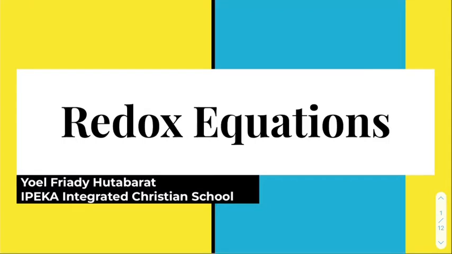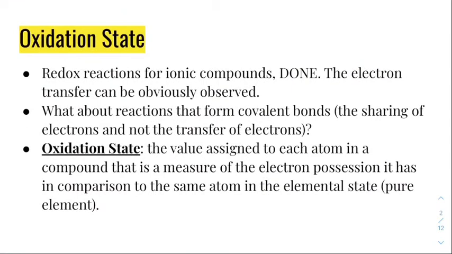So today we're going to study the next topic of redox equations. Previously we discussed electron transfer in ionic reactions. In that case, determining the reduction process and oxidation process can be easy. But what about reactions that involve covalent bonds, where no ion is formed? For example, C plus O2 gives you CO2.